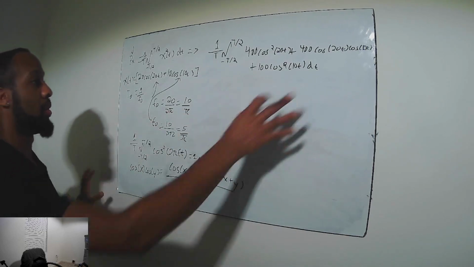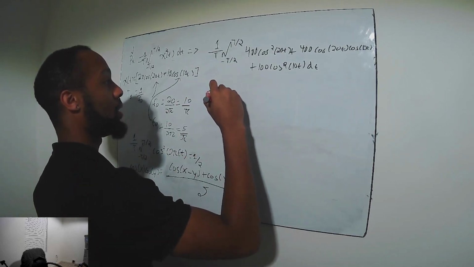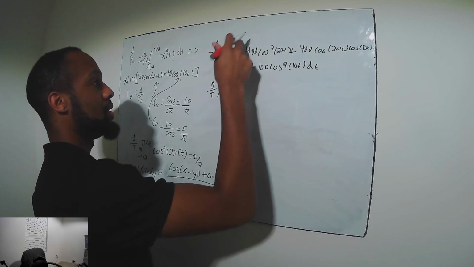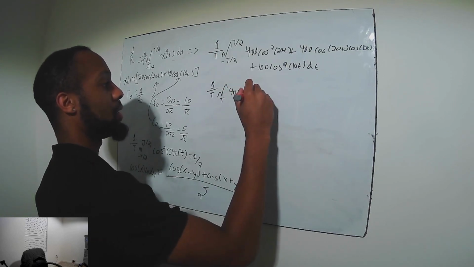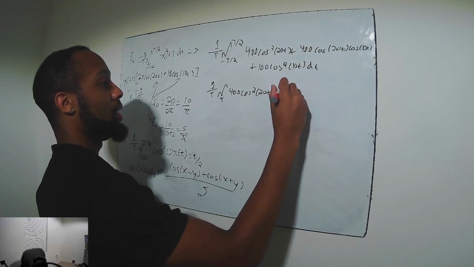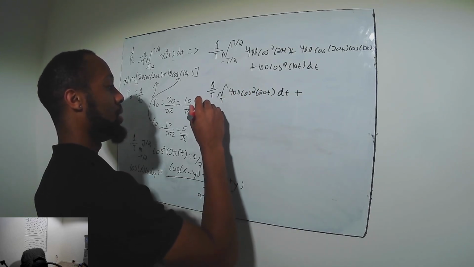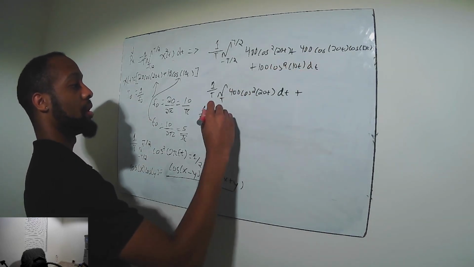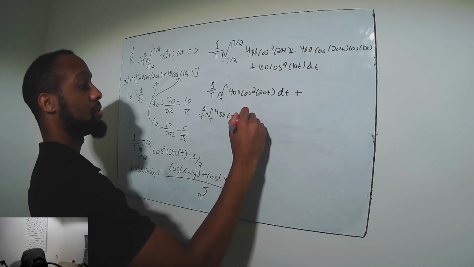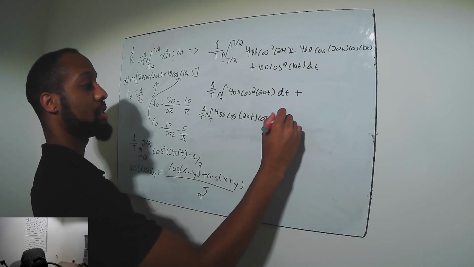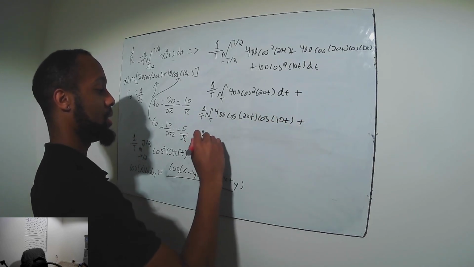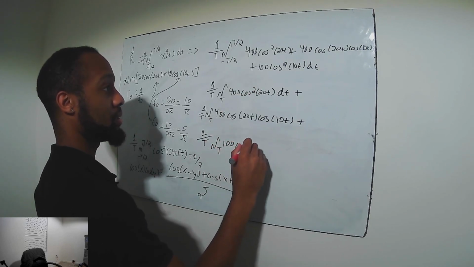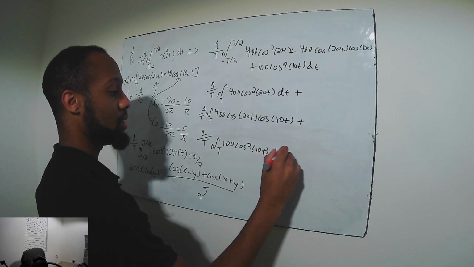We're going to break it up. I'm just going to start putting capital T, but you know capital T means minus T over 2 to T over 2. It's going to be 400 cosine squared 20t dt, plus the integral, 1 over T, of 400 cosine 20t cosine 10t, plus 1 over T, the integral over capital T of 100 cosine squared 10t dt. All right, so let's deal with all these individually.